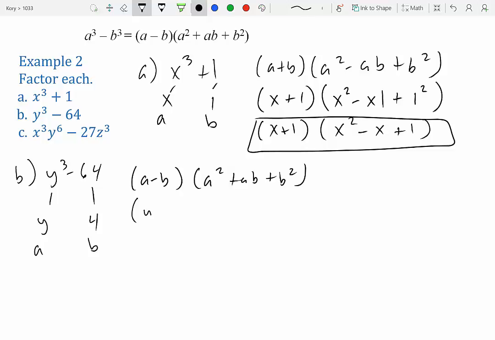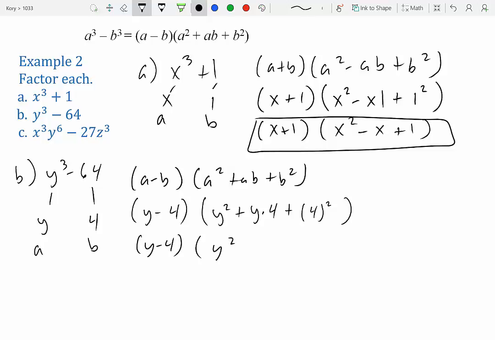A is y, b is 4, a is y, times ab, or plus ab. So that's y times 4 plus b squared, so 4 squared. Now we simplify. So we have y minus 4, y squared, plus y times 4 is 4y, plus 4 squared is 16. And there we go.